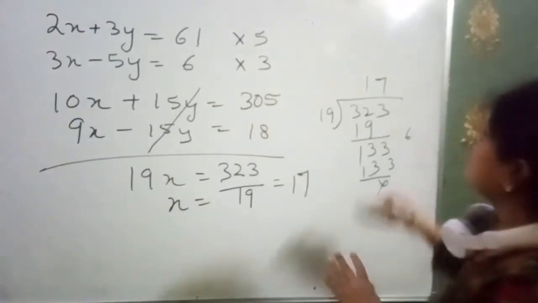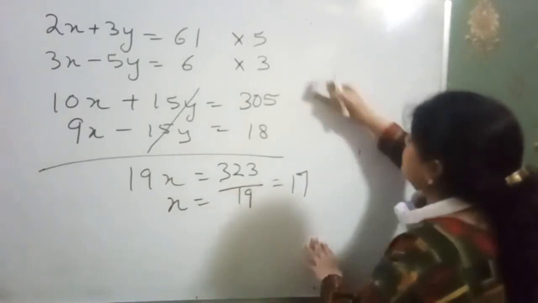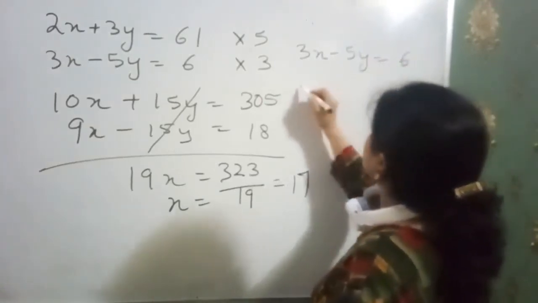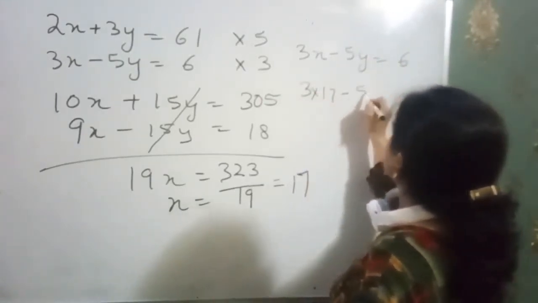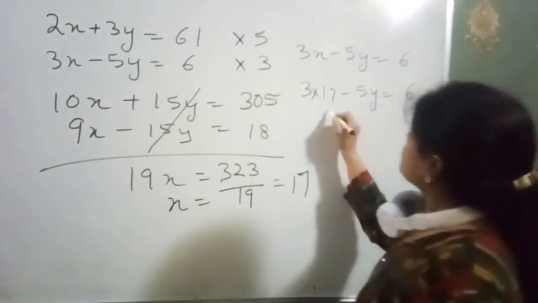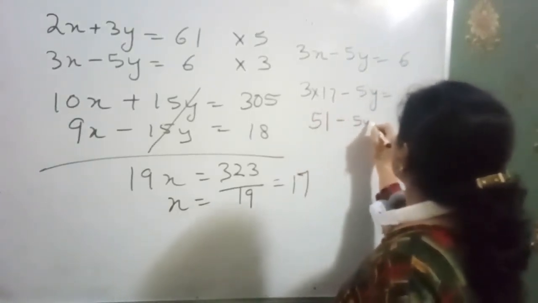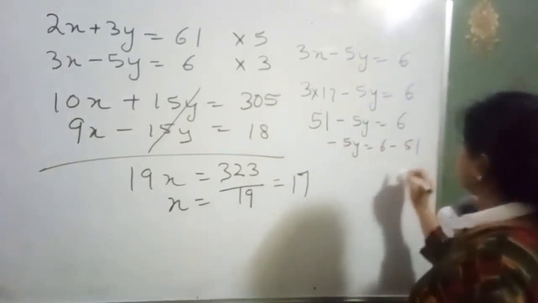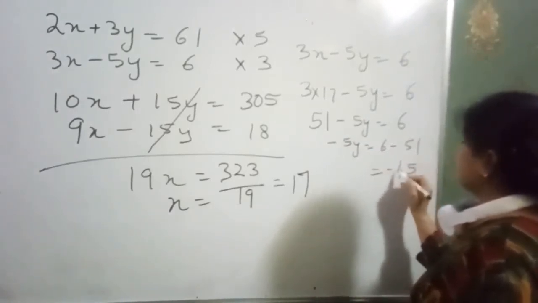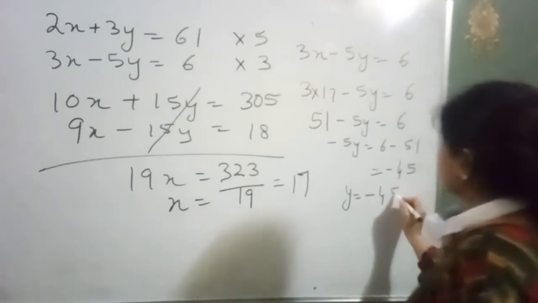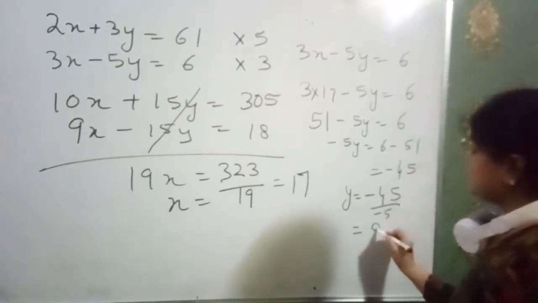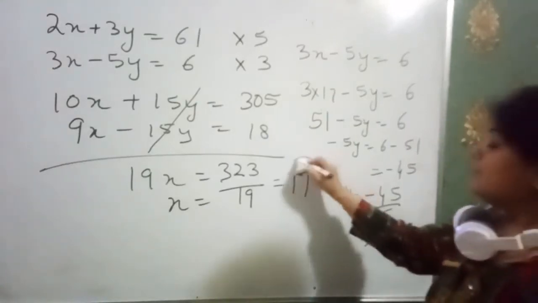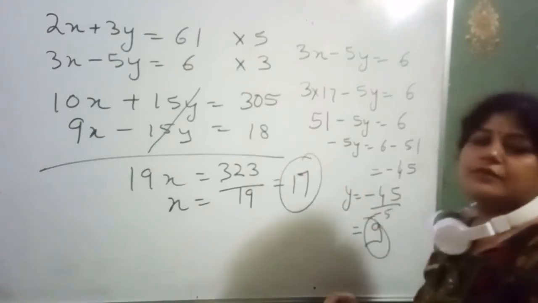Now find the value of y. You can find the value of y also. We have 3x minus 5y is equal to 6. 3 into 17 minus 5y is equal to 6. 51 minus 5y is equal to 6. Minus 5y is equal to 6 minus 51. That is minus 45. So y is equal to minus 45 over minus 5. That is 9. So the dimensions of the rectangle are 17 and 9 units.